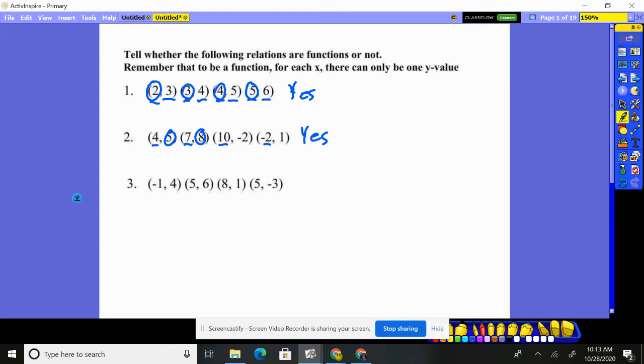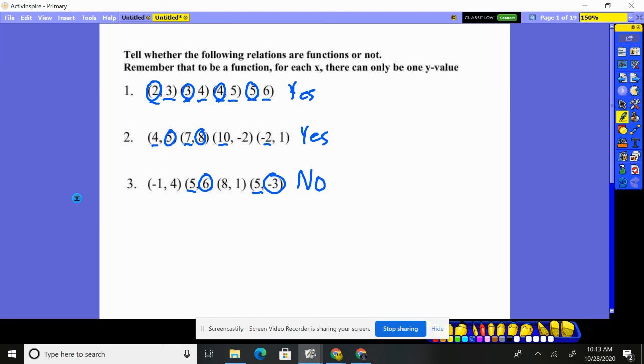And finally, notice this one. Notice this time when I plugged in a 5, I got a 6, but also when I plugged in a 5, I got what? A -3. You can't plug in x being 5 and get an answer of 6 and an answer of -3. That means no, that is not a function.